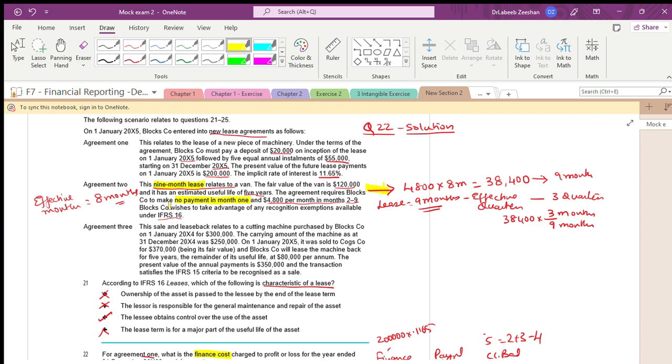What is the question? They are asking you for the quarter. Is it right? How much will you get? Are you understanding? Yes or no? First tell me. 4,800, 1 month free. How much did we get? 38,400. This is for the 8 months.